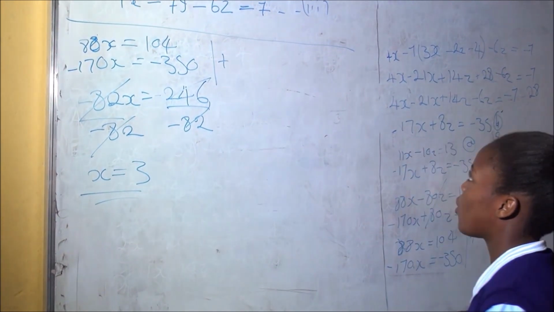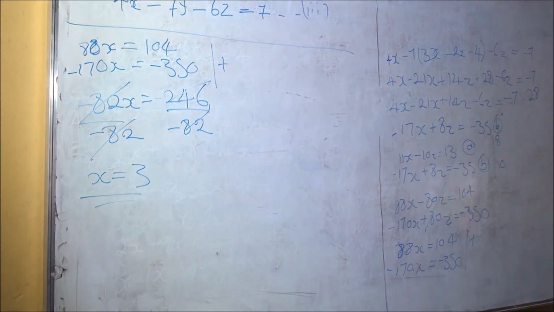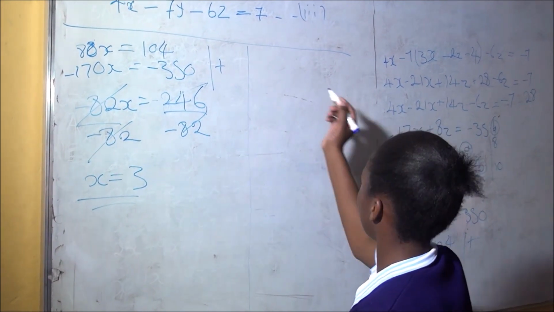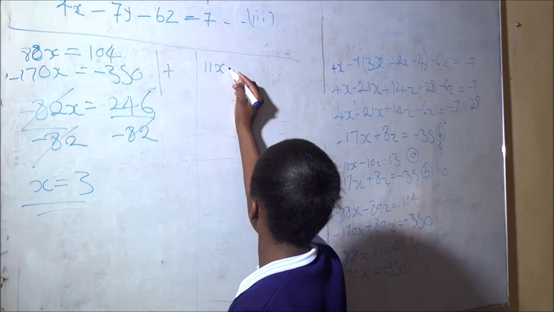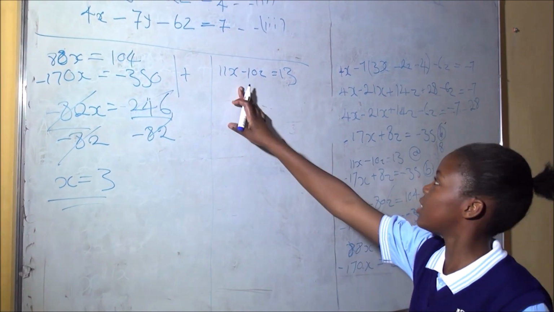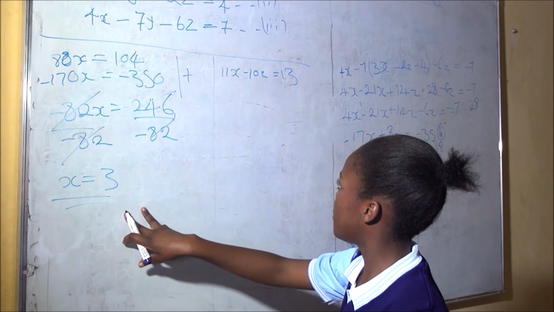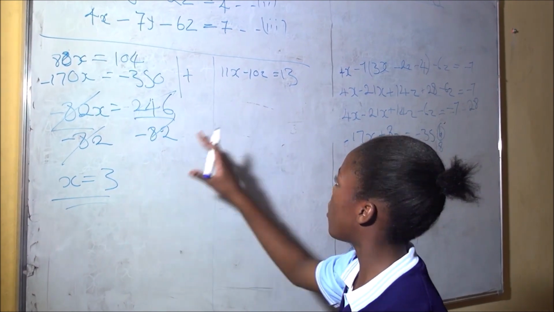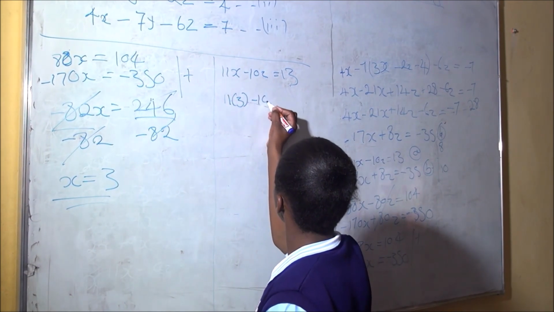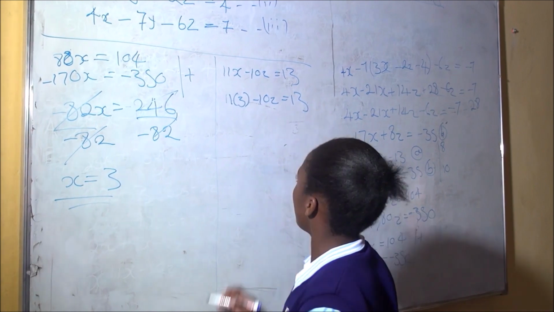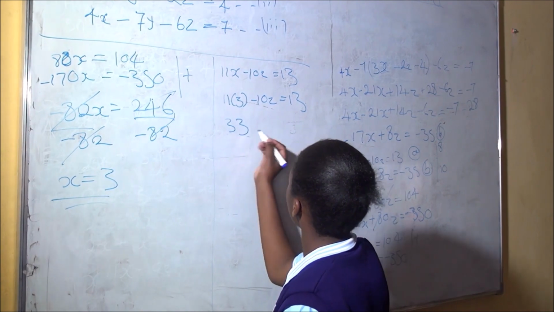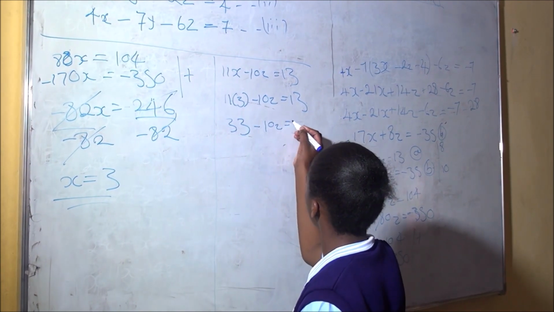Now for us to find the value of z, we're going to get this equation, which is right here, which is going to be 11x minus 10z, which is equal to 13. So here where there is x, since we have found the value of x, which is 3, we are going to substitute 3. So here when we do 11 times 3, which is going to give us 33. 33 minus 10z, which is equal to 13.